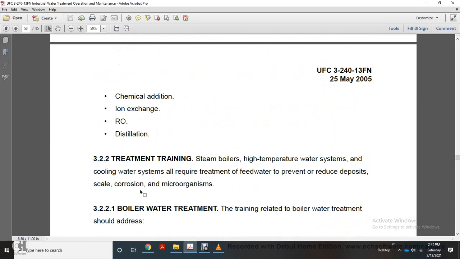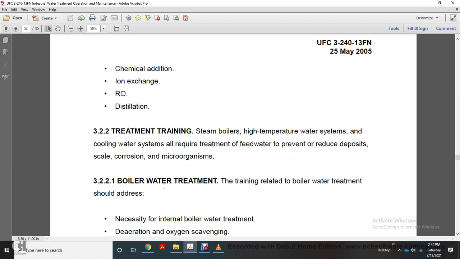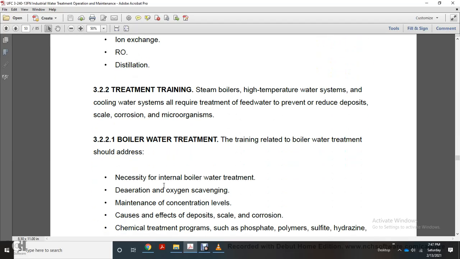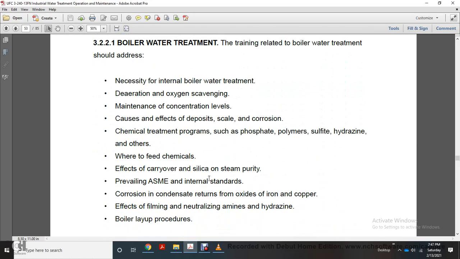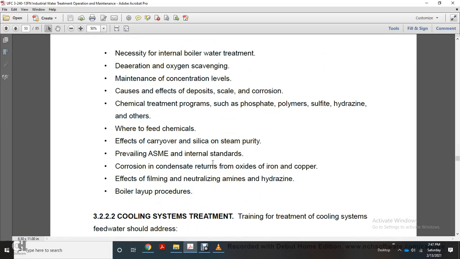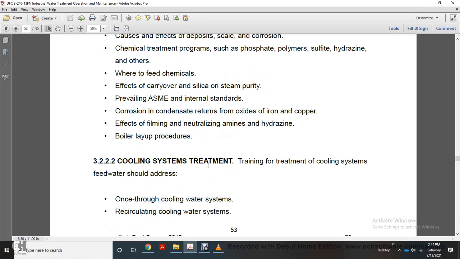With the steam boiler, the hydro water treatment system requires treatment of the feed water to prevent the production of deposits, scale, corrosion, and microorganisms. Boiler water treatment training should address safety and internal boiler water treatment: deaeration, oxygen scavenging, maintenance of concentration levels, the effect of deposits, scale, and corrosion. Chemical treatment programs include phosphate with polymer, sulfite with hydrazines, and others, and the chemical effects on carryover, silica, and steam purity under prevailing ASME standards. Also corrosion, condensate returns, oxides of iron and copper, the effect of filming and neutralizing amines or hydrazines, boiler layup procedure, and cooling system treatment.